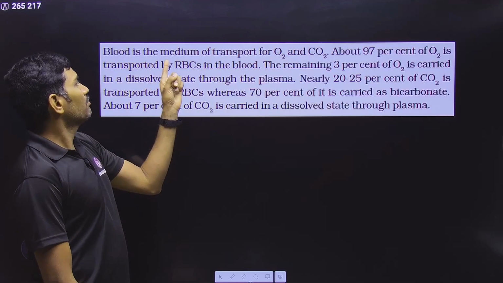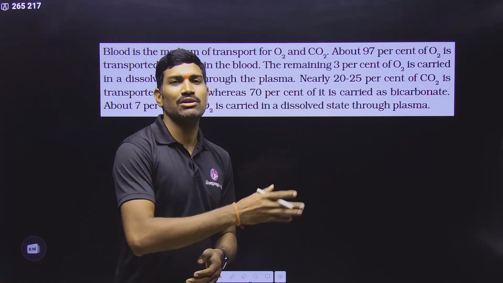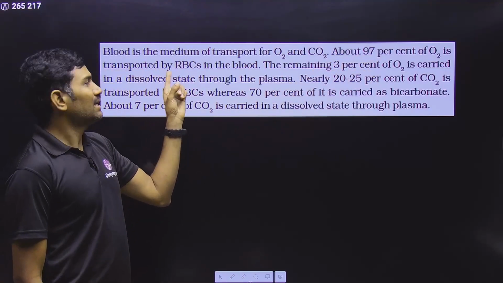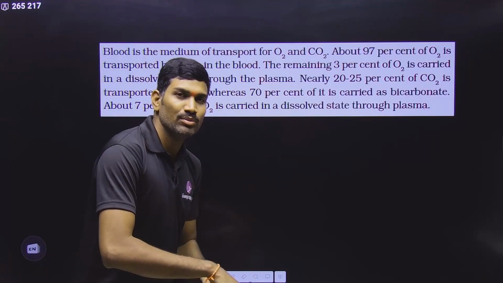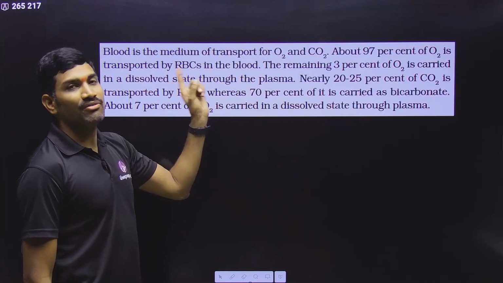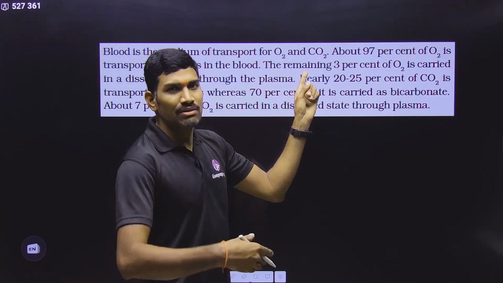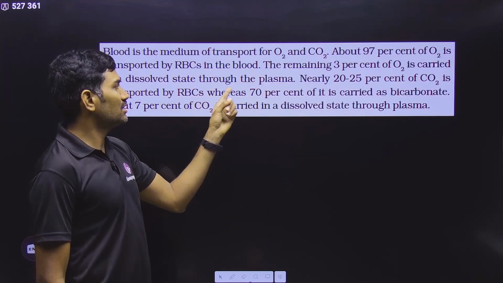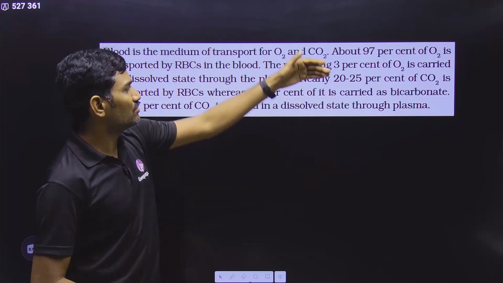Blood is the medium of transport for oxygen and CO2. Blood is the major one that carries these gases to various locations. About 97% of oxygen is transported by the RBCs in the blood. How is it transported? Within the RBC, hemoglobin is there. Oxygen will attach to hemoglobin and form oxyhemoglobin. That means in the form of oxyhemoglobin, this 97% of oxygen will be transported. The remaining 3% of oxygen is carried in a dissolved state through the blood plasma. This is about oxygen.